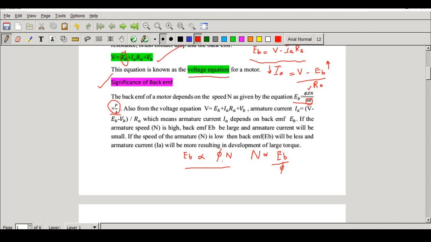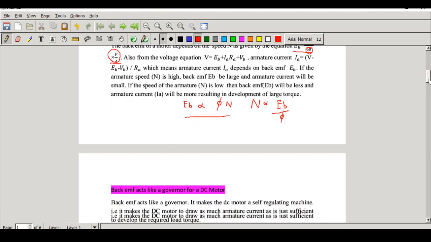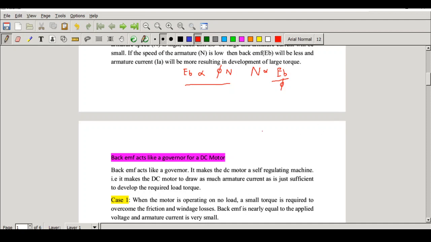So we got two relations actually. Which are the relations? That is speed and back EMF. Speed and back EMF are directly proportional, or you can write it as EB is directly proportional to the speed. That is the first relation. What is the second relation? EB is inversely proportional to the armature current. That is, when the back EMF is more, the armature current will be less. So these two are very important equations.